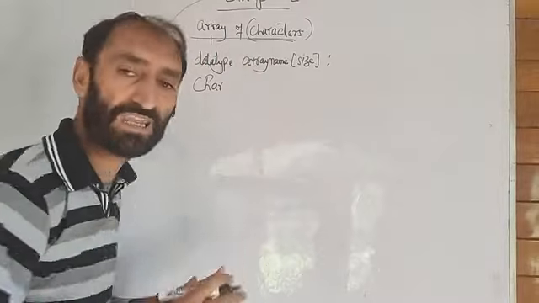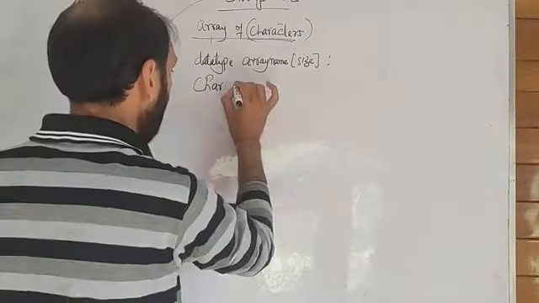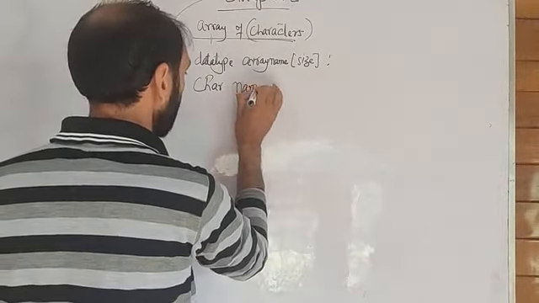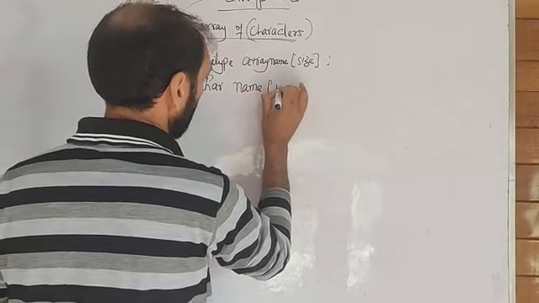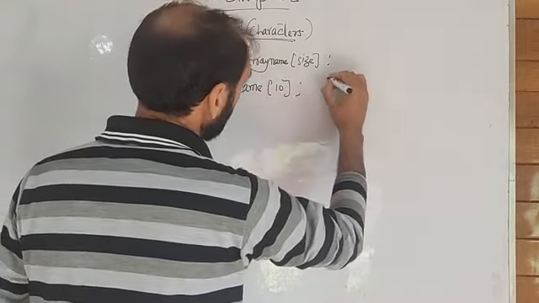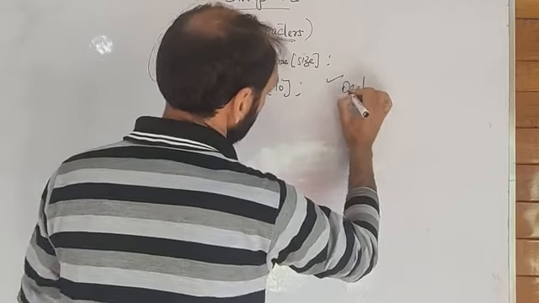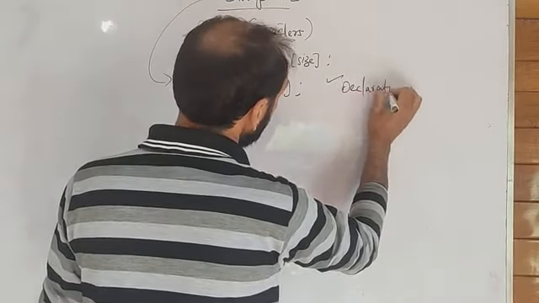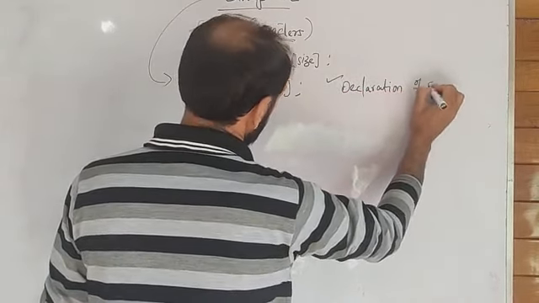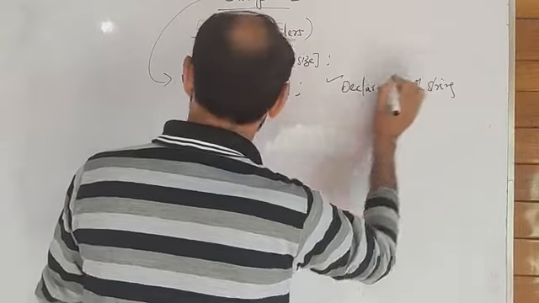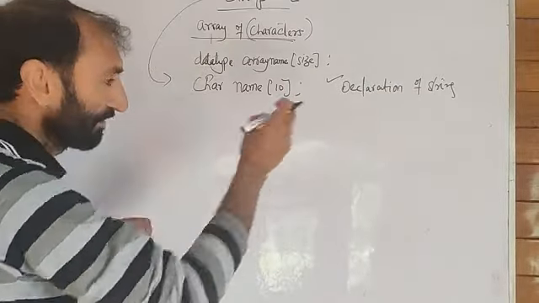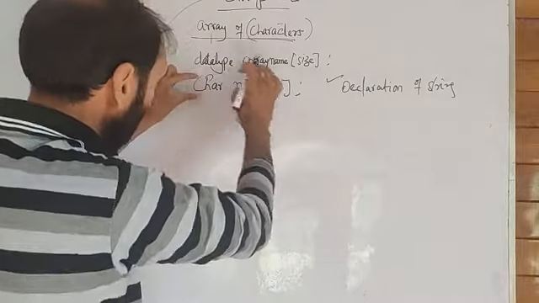And then the array name. For example, name: the name is our string name, and the size, for example, is 10. This is the declaration of a string in C. By this way we can declare a string in C.